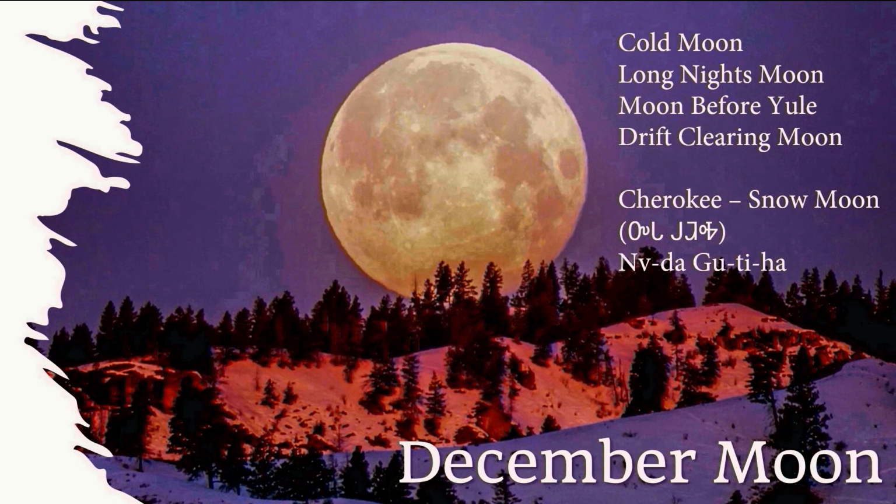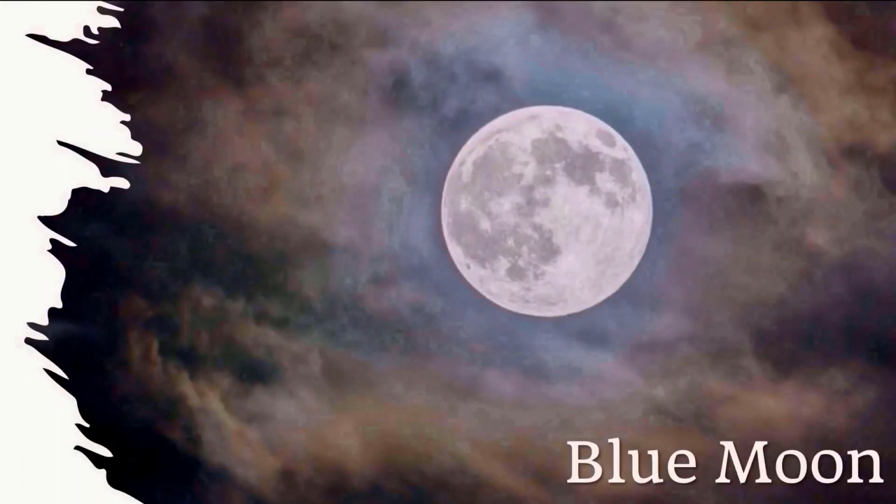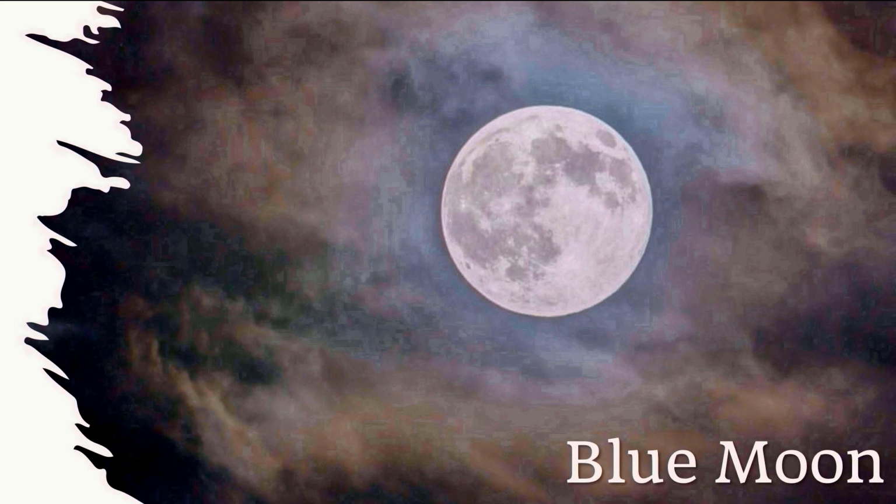Ancients would usually celebrate their ancestors during this full moon, so it was also known as the moon before Yule. You had the drift clearing moon, and the Cherokee named it the snow moon because it usually ended up with their first snowfall. The blue moon. Well, the origin of the term is uncertain, and its precise definition has changed over the years. The term is commonly used today to describe the second full moon of a calendar month, but it was originally the name given to the third full moon of a season containing 4 full moons.